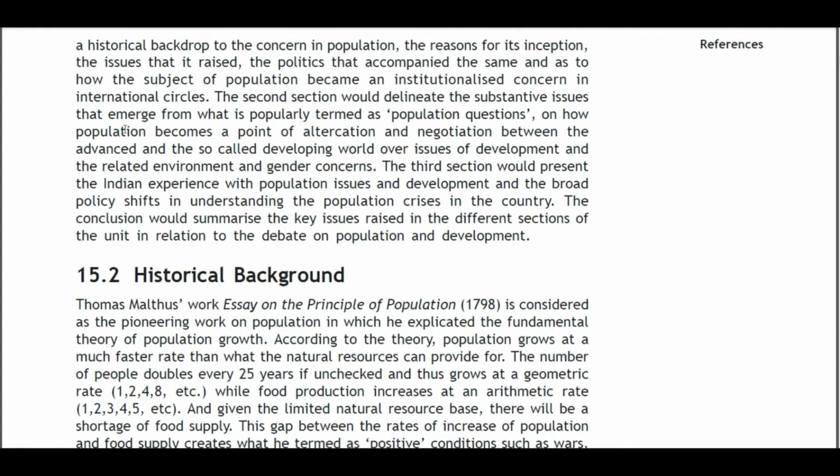The second section would delineate the substantive issues that emerge from what is popularly termed as population questions, on how population becomes a point of altercation and negotiation between the advanced and the so-called developing worlds over issues of development and the related environment and gender concerns. The third section would present India's experience with population issues and development and the broad policy shifts of understanding the population crisis in the country. The conclusion would summarize the key issues raised in the different sections of the unit in relation to the debate on population and development.